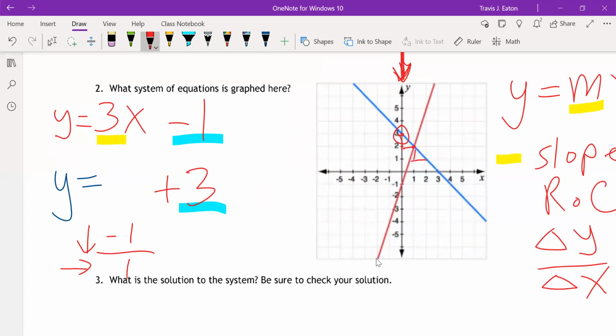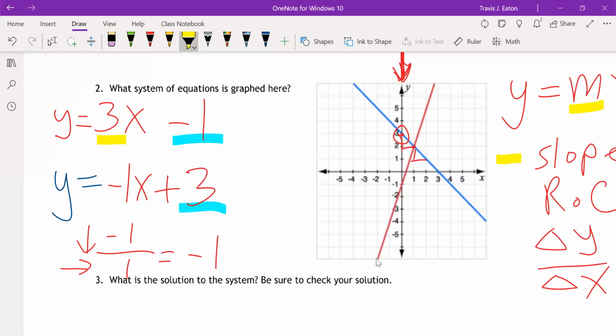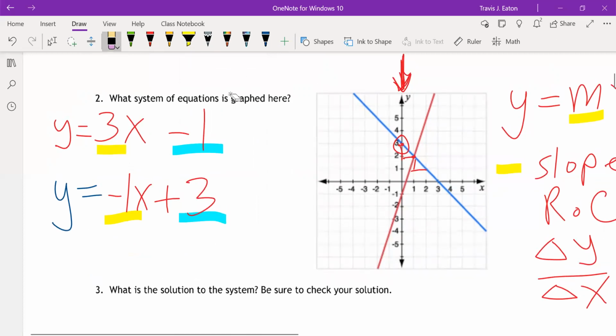Down 1 over 1. So now what is negative 1 divided by 1? Well, that's just negative 1. Now, negative 1 times x is our slope. Or sorry, negative 1 is our slope. But the weird thing about this, when we have negative 1 times x, well, what is 1 times x? 1 times x is x. But what is negative 1 times x? Well, then it's just negative x.